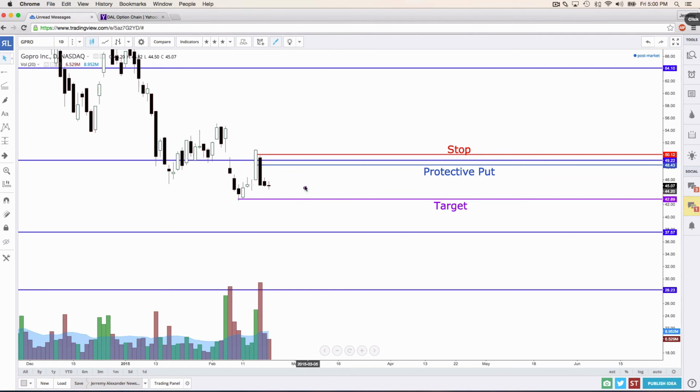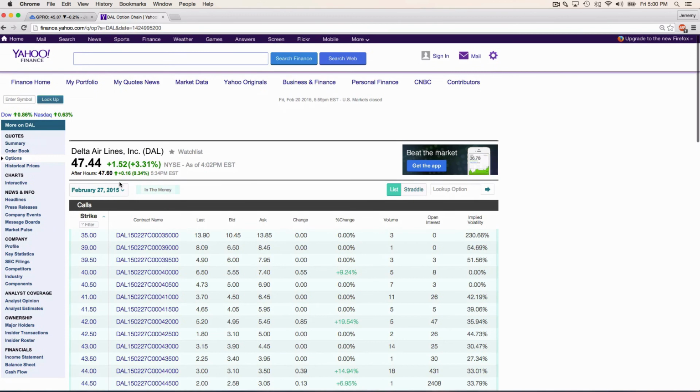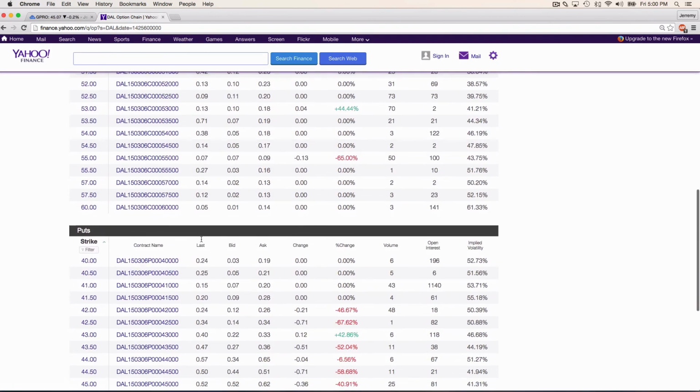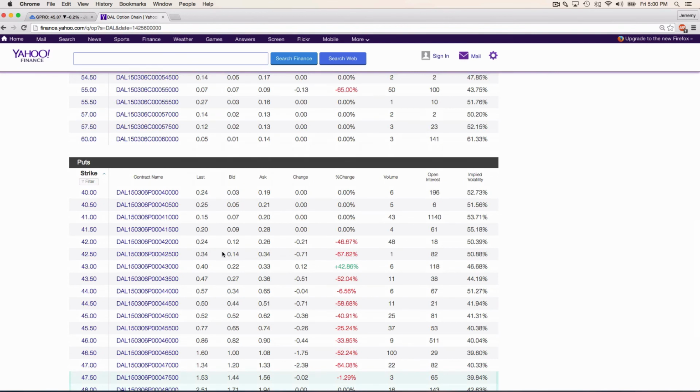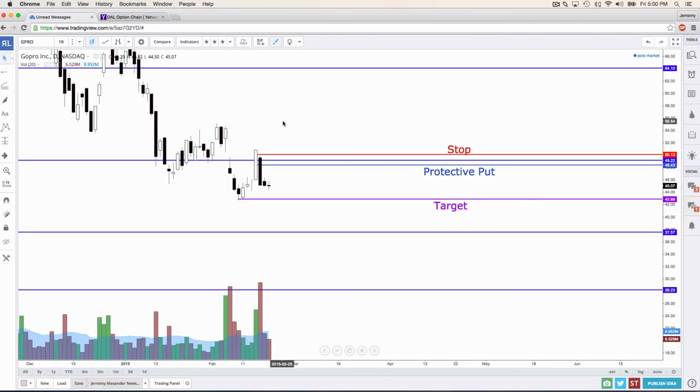Now, some of you are saying, well, could you do a March week 1 since you bought March week 2? And the answer is yes. I could do a March week 1. Let's see if there's any premium in a March week 1 at 42. And there's about 12 cents, 26 cents is a spread. Maybe you could get 18 cents on a limit order. Okay. Which isn't bad. 18 cents.